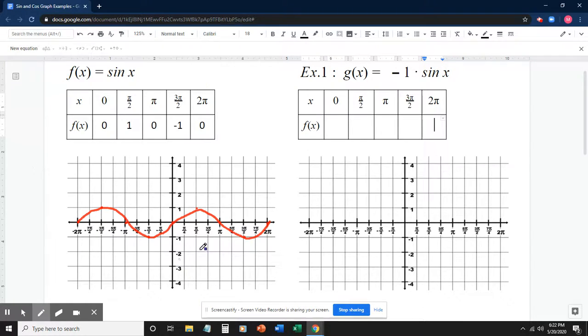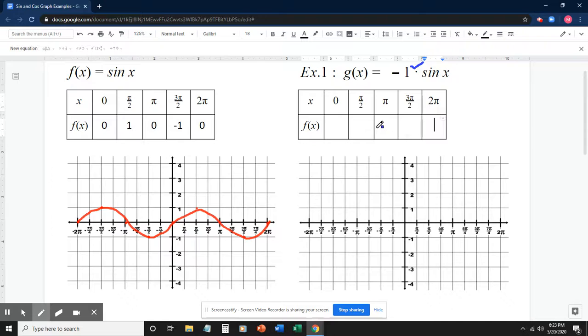So I have sine up here on the left with its table and its graph. The first example we're going to do is -1 times sine of x. So here's my original graph. If I multiply something by -1, it should look really familiar. When we multiply by a negative, the signs of all of our answers are going to switch, which is basically just a reflection. This -1 is going to reflect the graph across the x-axis. It's going to be a vertical reflection.